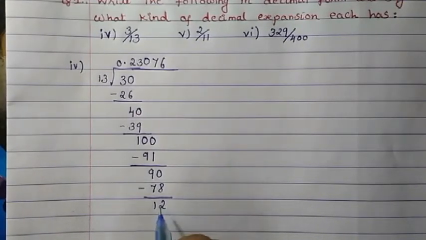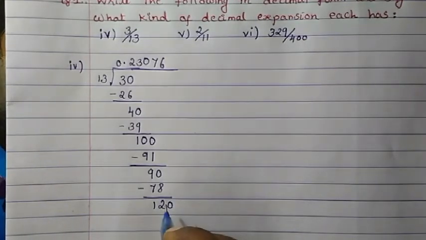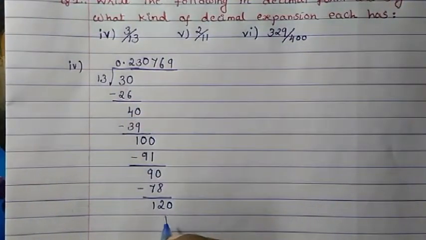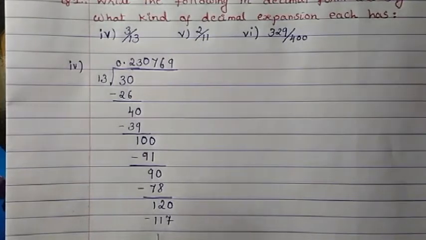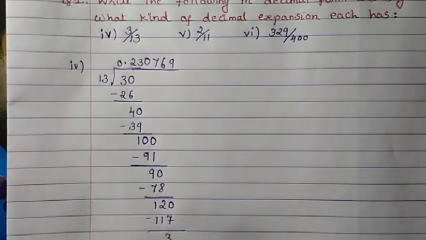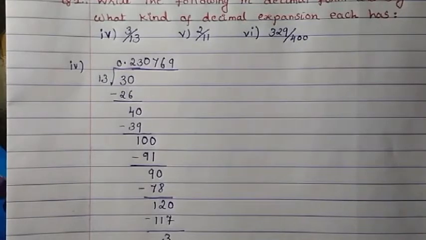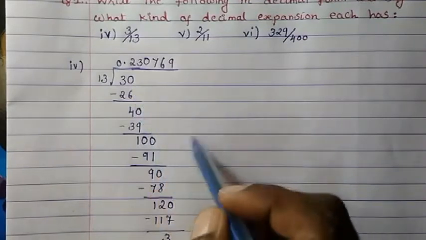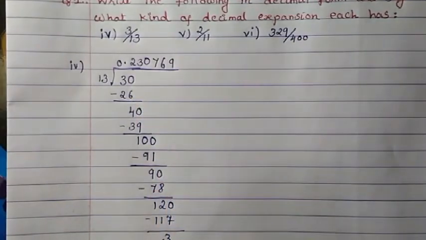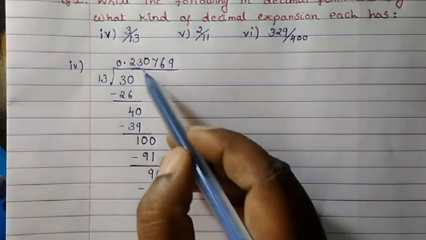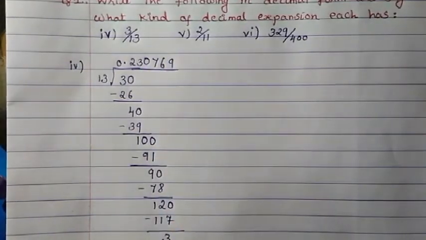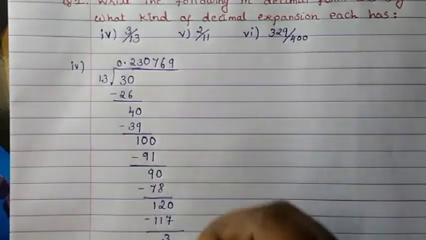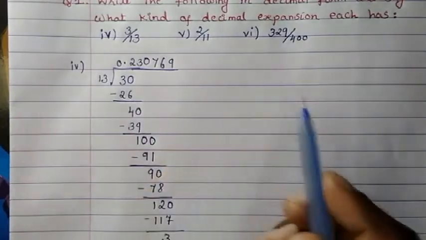And then again it is a smaller number, we can add a 0. Then we get 9 times 13, 117. So if we minus, we get 3. Now you see, again we are back to 3. If we add 0, we get 30, and then the whole procedure will continue. That means the whole thing will be repeated. Therefore, we can stop here, because 30 will start again and we'll get the repetition of this quotient.